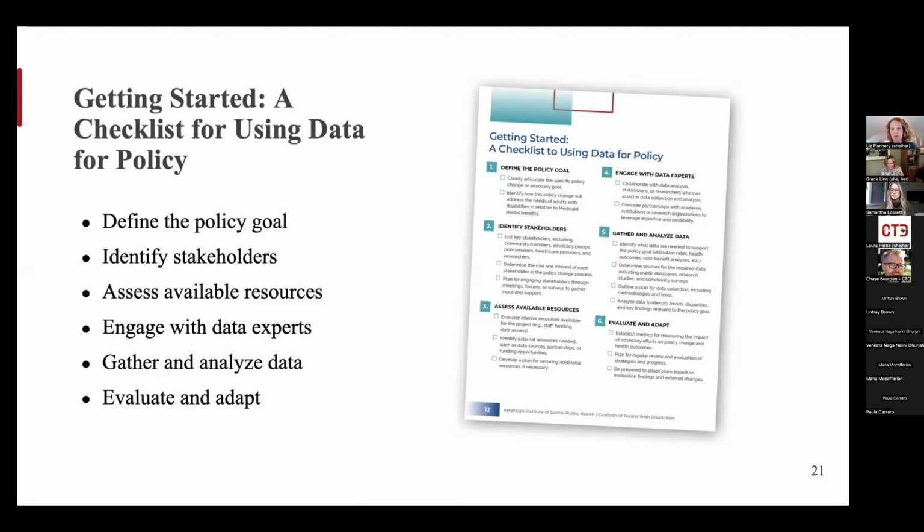So again, if you're an individual or grassroots organization, that might look a lot different than if you're a larger nonprofit or other type of organization that has more resources. Part of that might also be identifying external resources needed, such as those data sources we've talked about, partnerships or funding opportunities, and then developing a plan for securing additional resources if necessary.